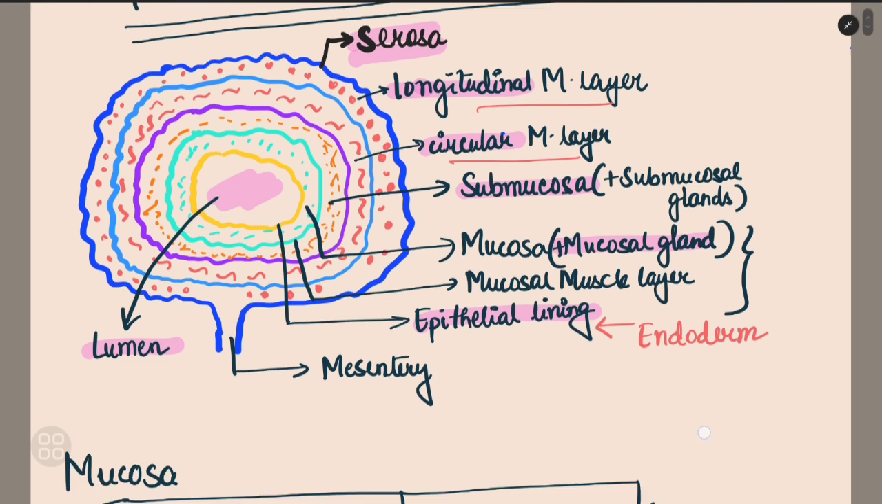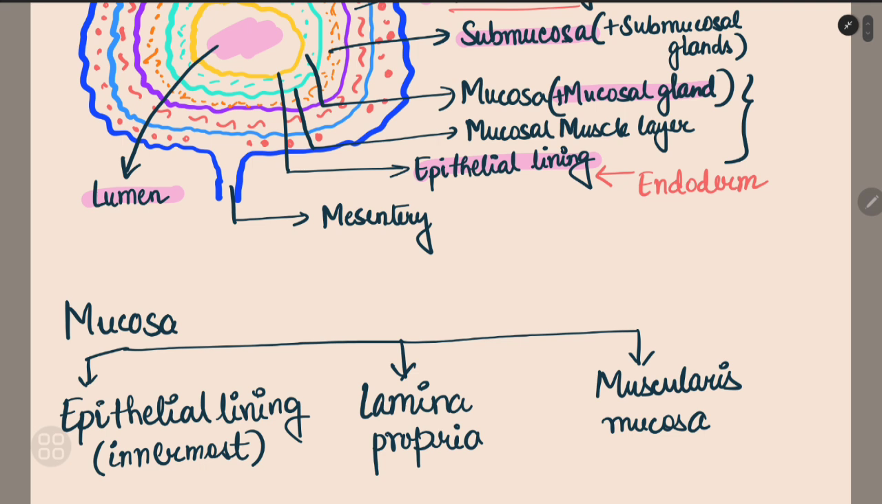Now always remember that whenever you're talking about the mucosa, it consists of three layers. The innermost layer is the epithelial lining, which in this case is derived from the endoderm. Then we have the lamina propria, and there is the muscularis mucosae. So actually we are getting three layers over here.